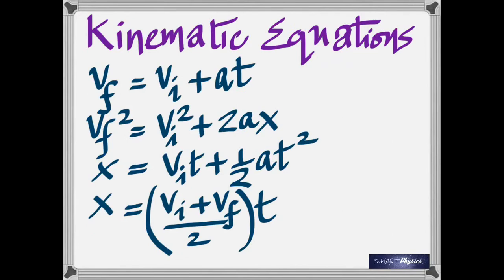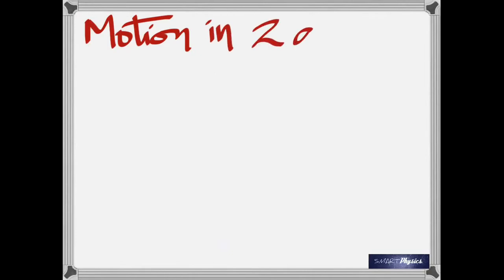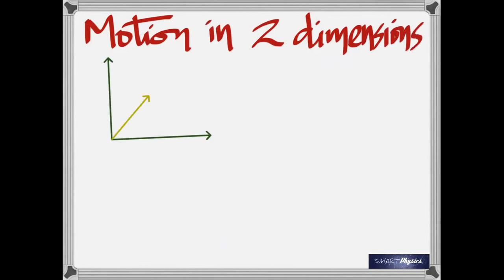Number two, motion in two dimensions. In this case, what you have is a velocity, at an angle. You have the vertical and the horizontal, and this velocity can be resolved into two components. If the angle is theta and the velocity is vi, then the horizontal component is going to be vi cos theta and the vertical is vi sin theta.